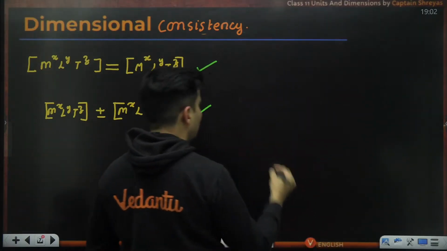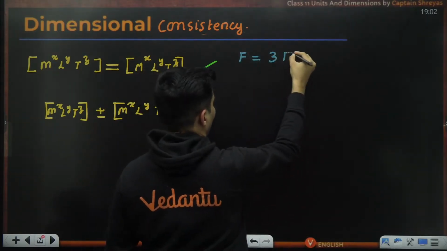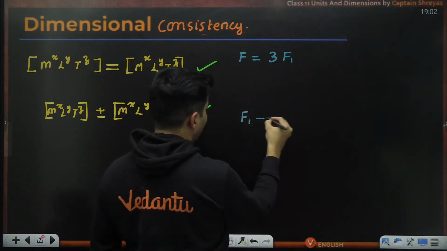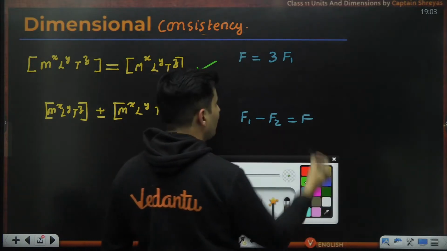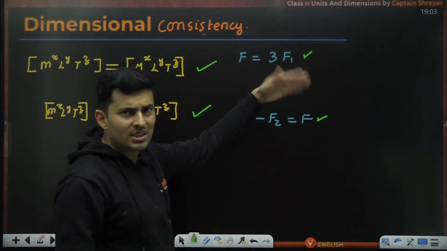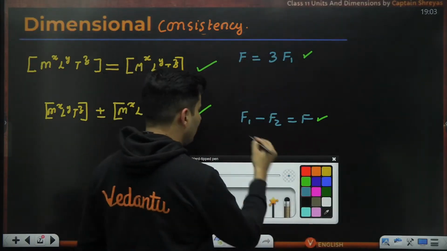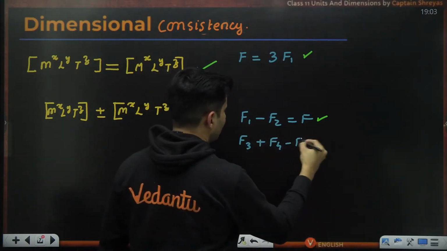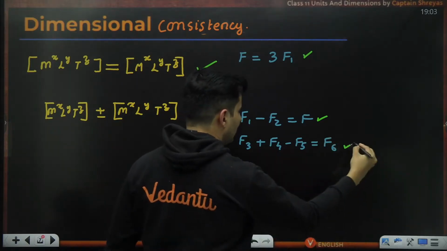Say, for example, force is equal to 3 times F1. Or let's say, F1 minus F2 is equal to another force. Both these equations are dimensionally consistent because here also a force is 3 times another force. Here one force minus another force is another force. Even let's say another force F3 plus F4 minus F5 is equal to, let's say, F6. This is also dimensionally consistent.